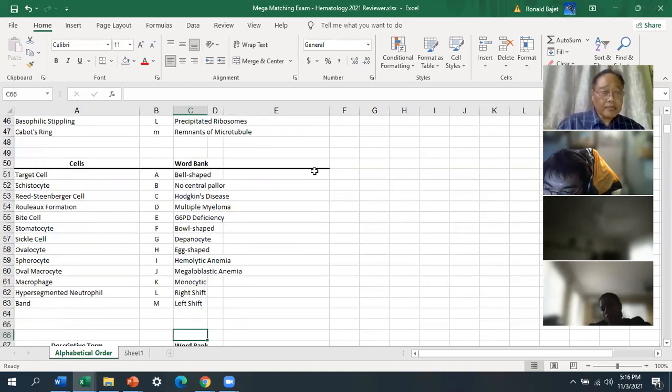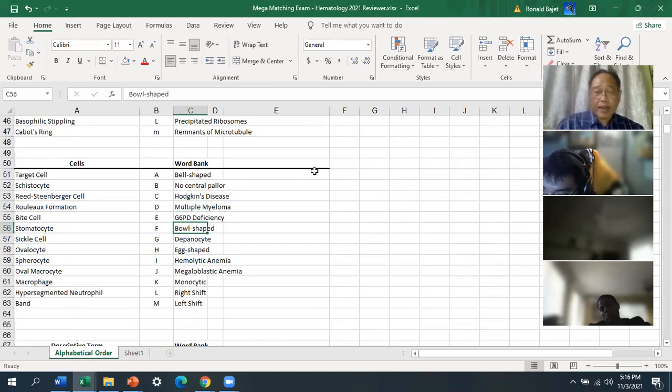Cells, okay? The shapes of the cells. Target cell is a bell-shaped cell. Schistocyte, the appearance is no central pallor, okay? Reed-Sternberg cell, as earlier. You can use information from the previous section to help you out, but the Reed-Sternberg cell is Hodgkin's disease. Rouleaux formation in the lecture I just gave you is multiple myeloma. Bite cell is G6PD.